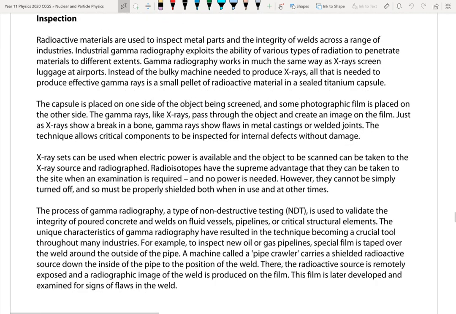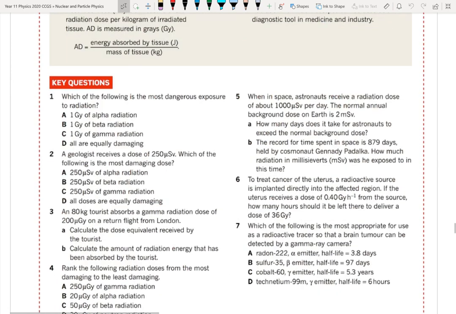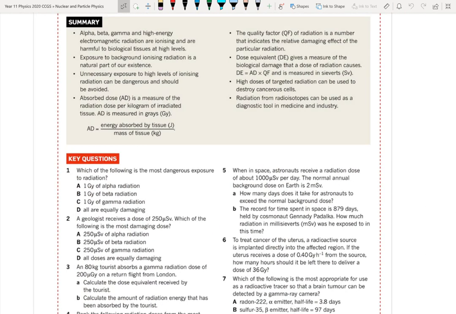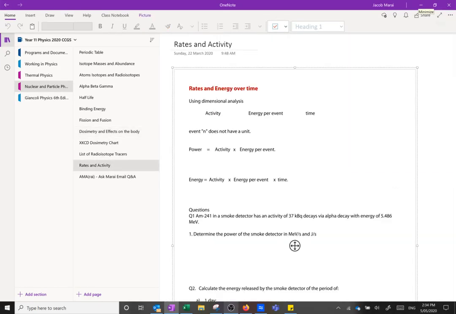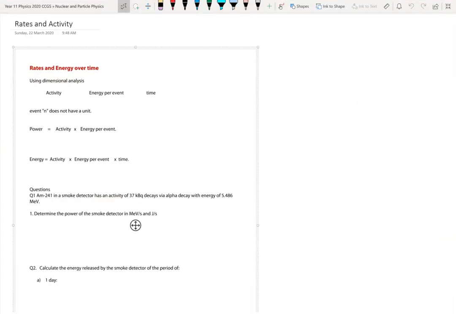Okay, so just have a read of that. And then, there's some wonderful questions which you could have done, and I encourage you to do. You have a lot of work to do tonight. Let's get on to rates and activity. You've seen this in the previous booklet. You've been asking Mr.